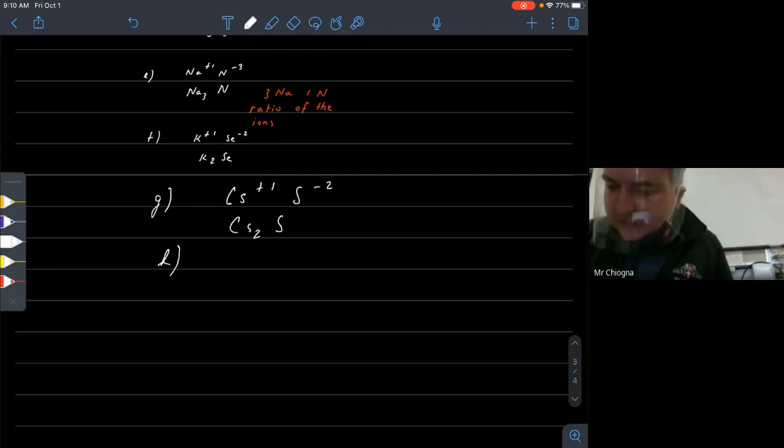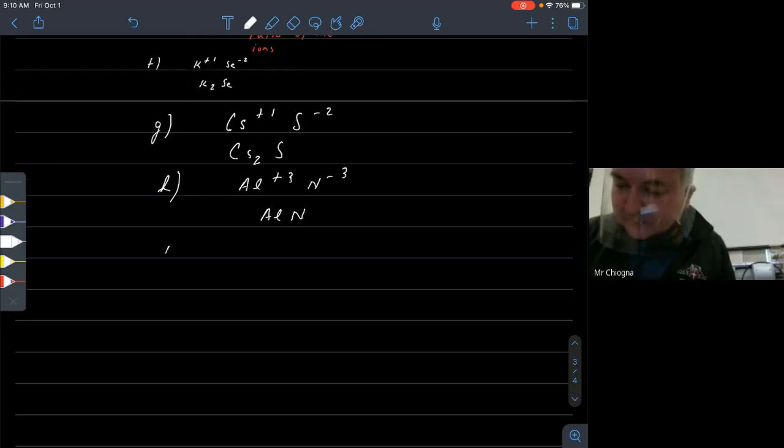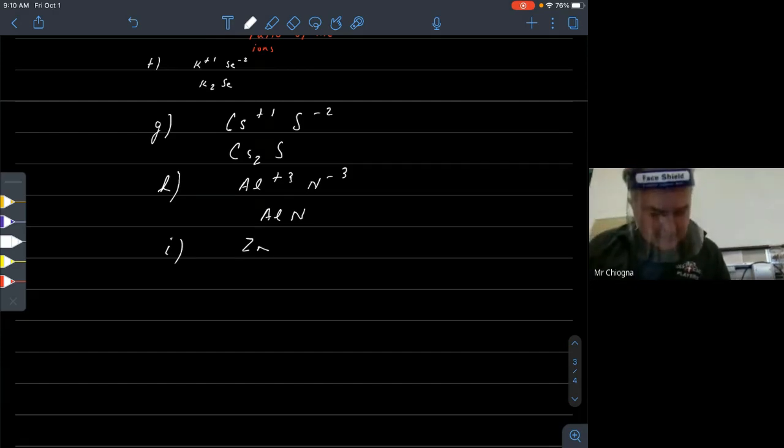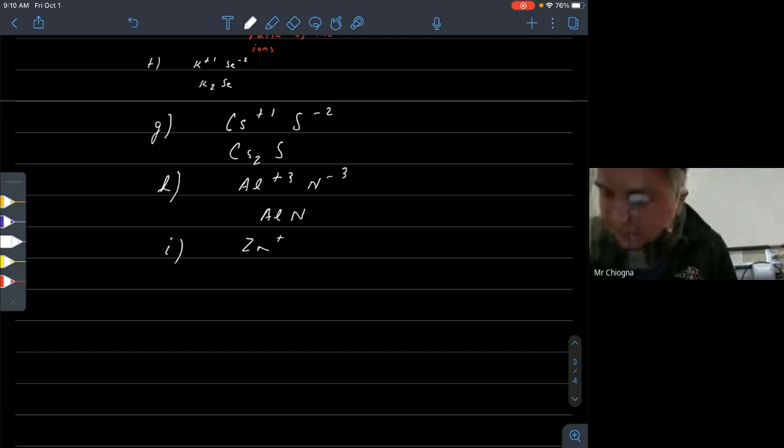Aluminum nitride. They both have the same charge, which means simply write down the symbols, Al and N. That's it. You don't have to crisscross. Zinc oxide, Zn. I think zinc's got a +2? Same charge. So you write down ZnO.